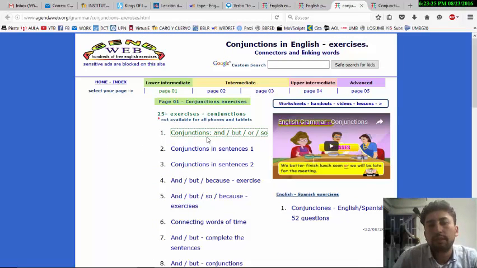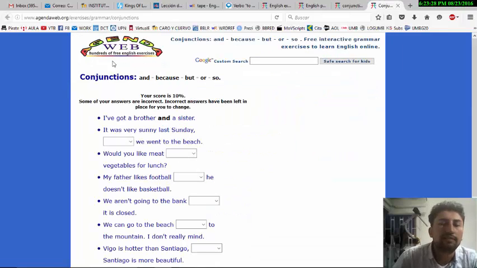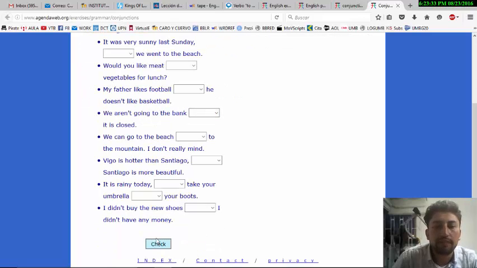But let's say, for example, we want to practice conjunctions. So we have some exercises here with conjunctions. And we have to check, for example: it was very sunny last Sunday, and we went to the beach, because we went to the beach, but we went to the beach, or we went to the beach, so we went to the beach. Would you like meat or vegetables for lunch? Or you can say, and vegetables for lunch. Well, both of them are possible.